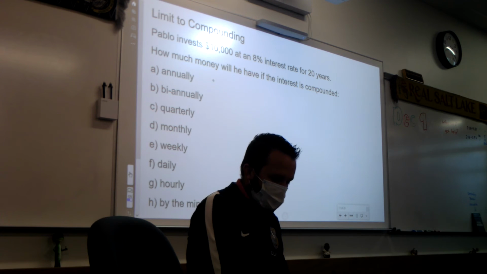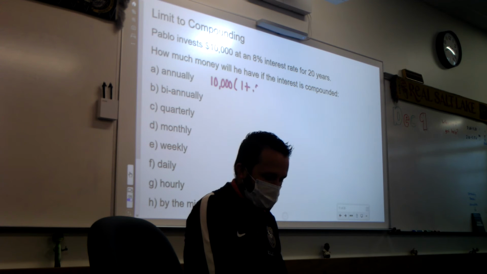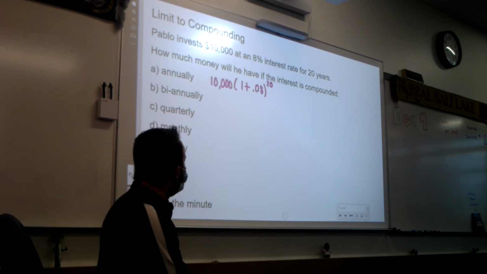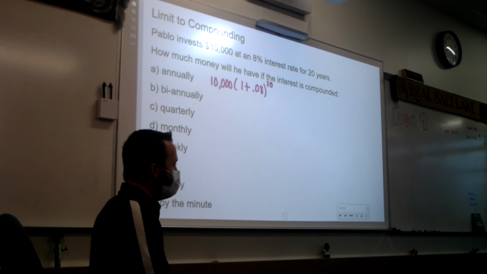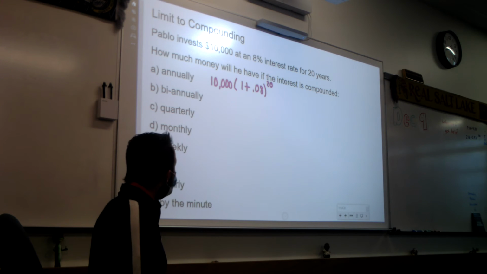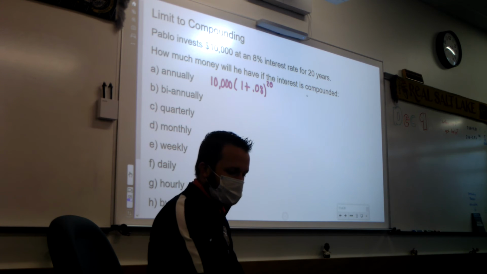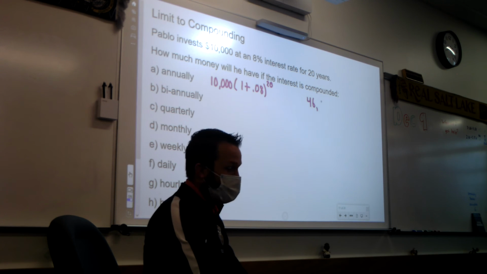So if it's just annually, we do 10,000 times 1 plus our rate, which is 0.08, and we're going to raise that to the 20th power. Right? This was our first formula where we're not compounding except at the end of the year. So it was an easy formula, and you guys plug that in. Once someone has it, just shout out, what did they get here? What? 609.